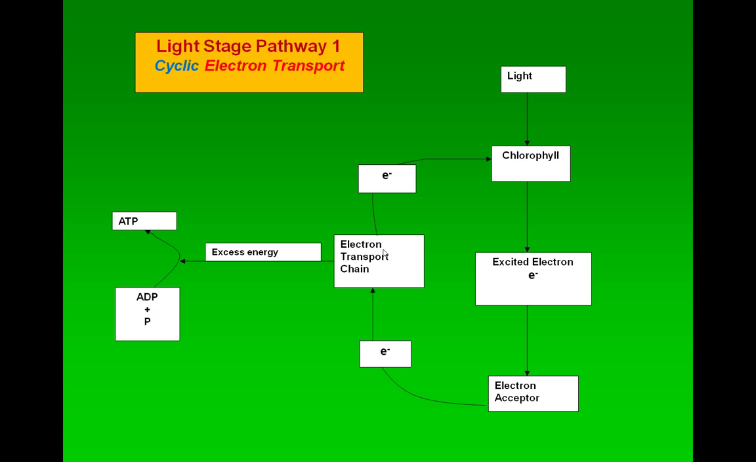Now, to finish the story, the electron that has calmed down, having passed off all of its excess energy for the manufacture of ATP, this de-energized, low energy electron is now able to return to chlorophyll, so that chlorophyll has its full complement of electrons. That's why we call this the cyclic pathway, cyclic photophosphorylation: the use of light to drive the phosphorylation of ADP, meaning adding a phosphate group to make ATP. So that's pathway 1.